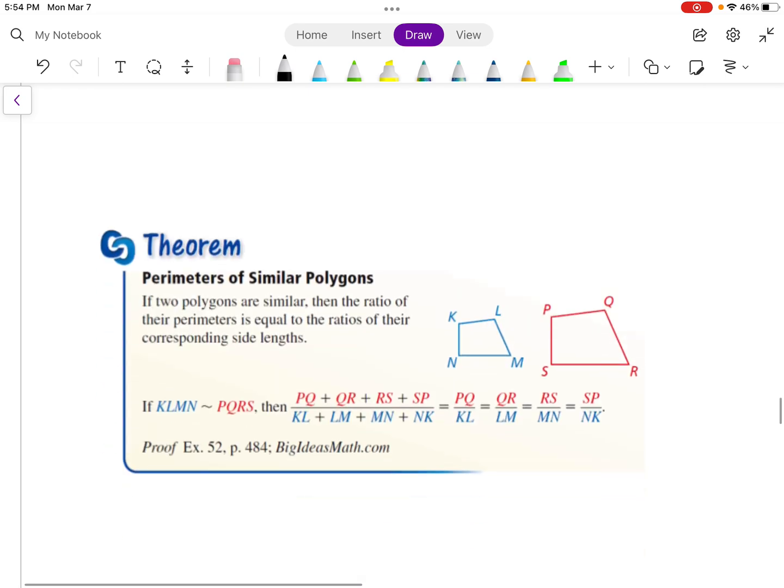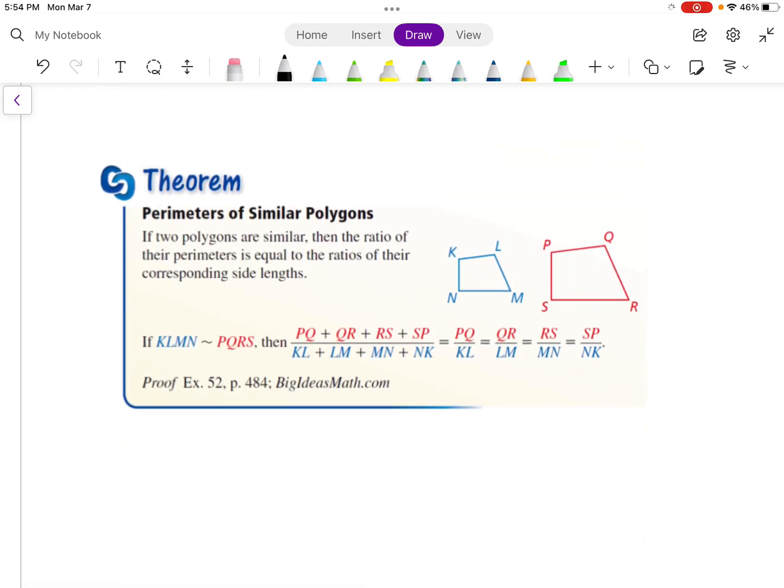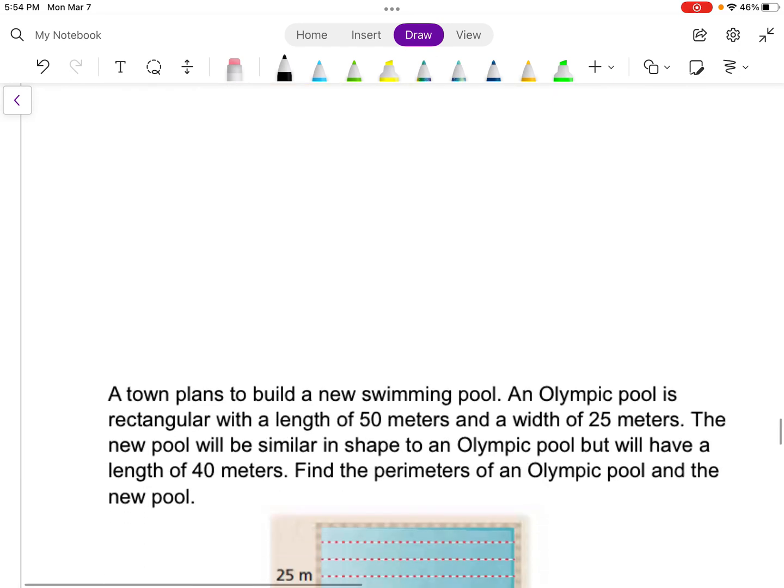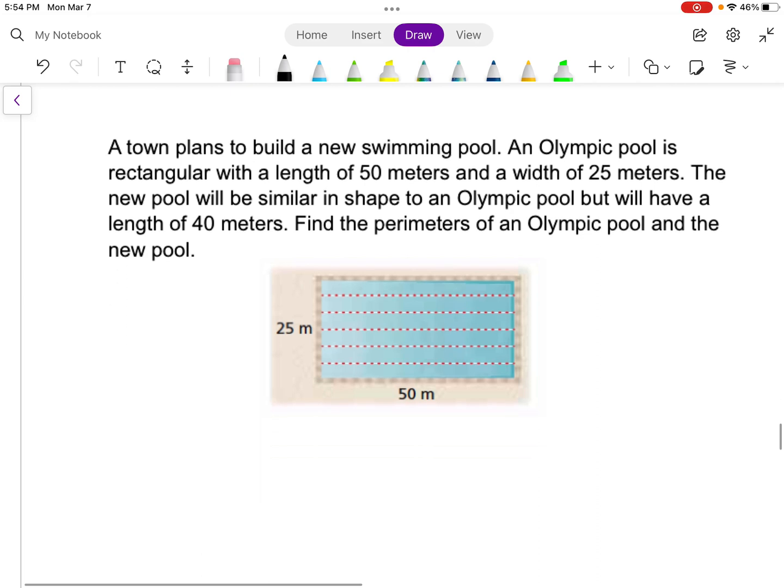Hey, the last two things you need. The first thing is this. If you want to write this down, it says if two polygons are similar, then the ratio of their perimeters is equal to the ratio of their corresponding side lengths. So if you want to pause the video, write that down, and then I'll show you an example. All right, so if two polygons are similar, then the ratio of their perimeters is equal to the ratio of their side lengths. So if I can find the ratio of their sides, I can find the ratio of their perimeters also. So let me show you how we could use that.